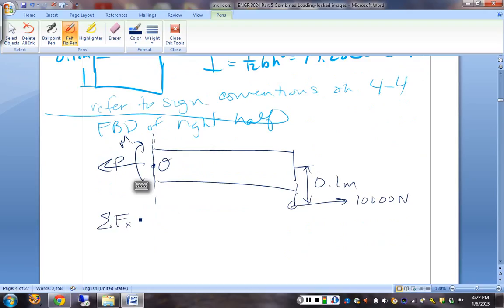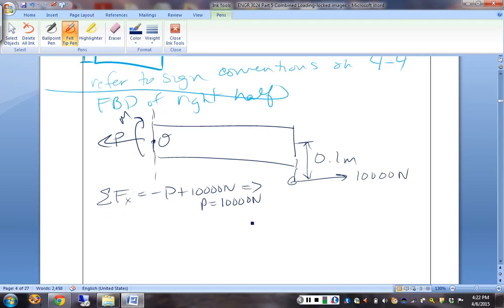Sum of the forces in X: minus P plus 10,000. We have a 10,000 Newton axial load, which you can see is going to cause this thing to be in tension. Okay. And then we sum our moments about our reference point O.